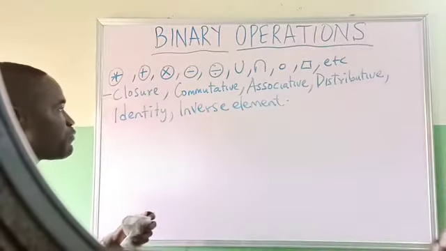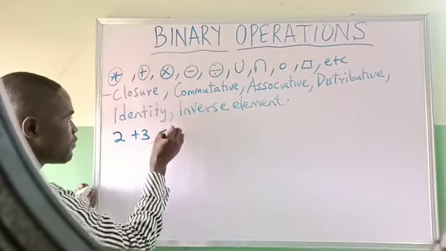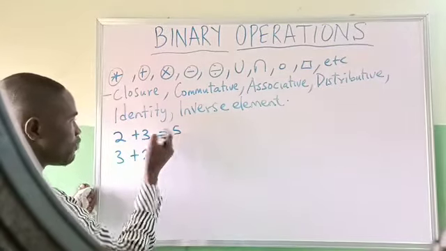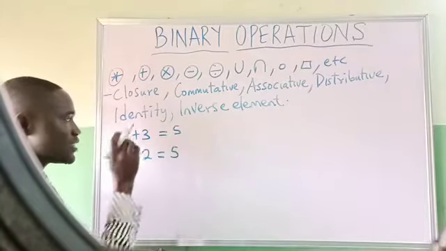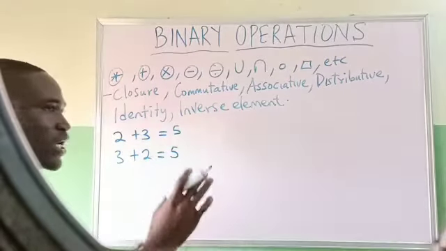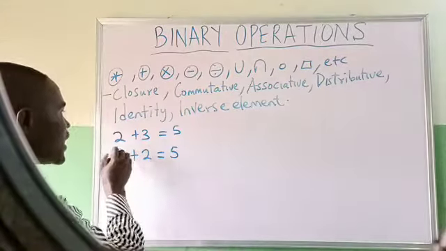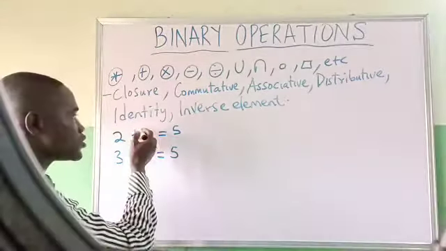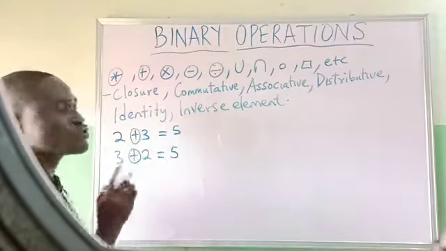When we hear commutative property, let's take for instance 2 plus 3. What will it give you? 5. 3 plus 2, will it also give you 5? When you add two numbers and it gives you a particular answer, and you exchange them and add them together, it gives you the same number. You say that 3 and 2 are said to be commutative under the operation plus.